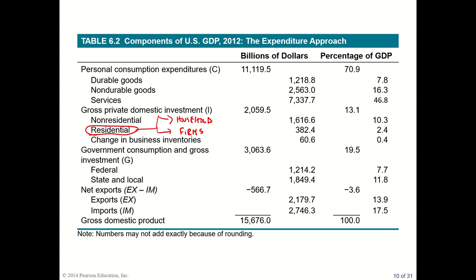Therefore, those 50 unsold new cars are included in the changes in business inventories. Are we all clear on this? In this particular year, 2012, changes in business inventory was $60 billion. So these were $60 billion worth of newly produced goods but unsold by all the firms in the economy, and they have to be part of the GDP calculation.